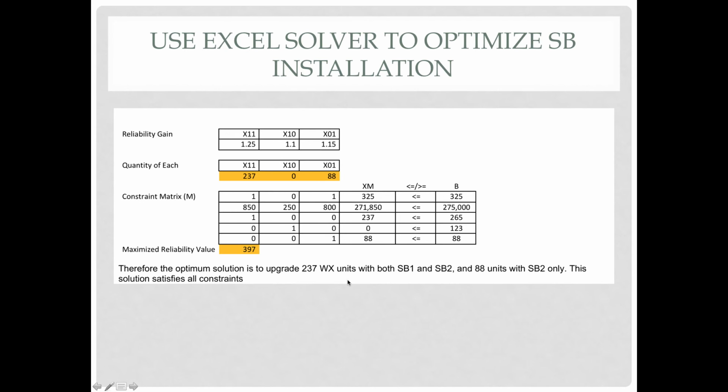This is an interesting solution because it implements the more expensive Service Bulletin 2 rather than SB1, which was a lot cheaper, which is the opposite of what would happen in reality. Usually managers tend to implement the cheaper solution first. So this is an interesting solution.